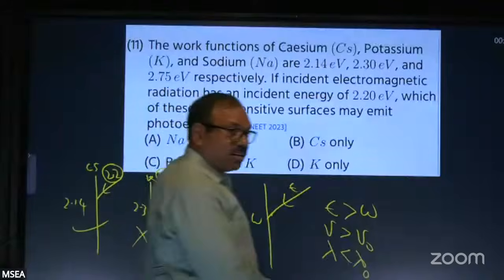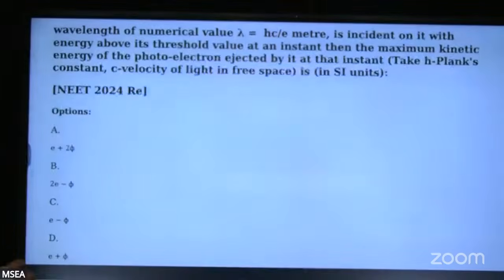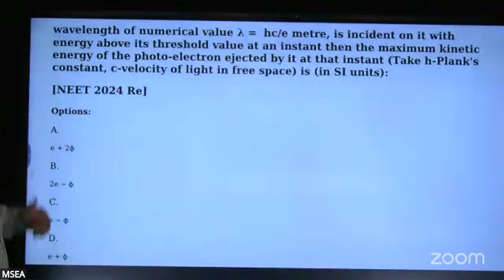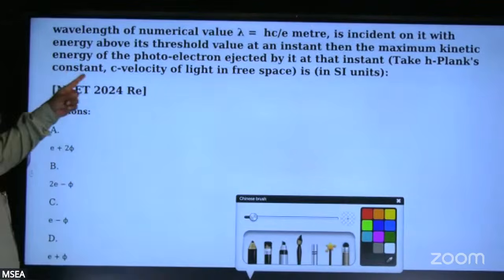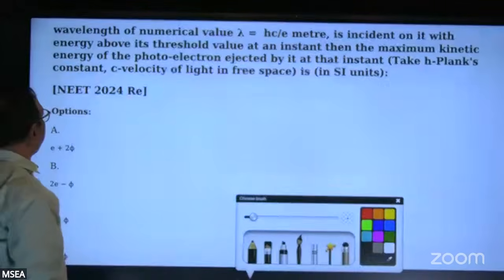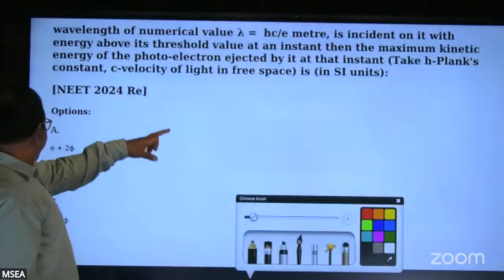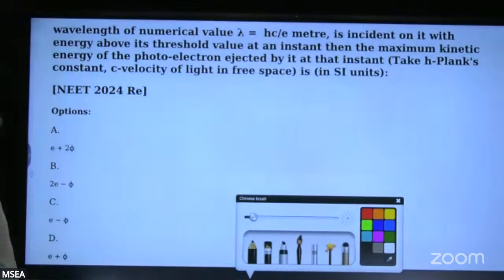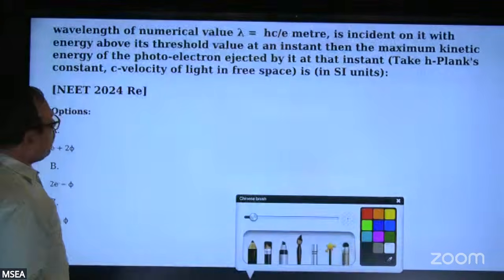Next slide. Yes. Now a numerical on wavelength. This is what they asked in 2024, so you have to remember. The wavelength, with a numerical value in meters, is incident on it with energy above its threshold value at an instant. Then the maximum kinetic energy of the photoelectron ejected by it at that instant is asked. C is the velocity of light, and the energy is hc by lambda. It is given, and we need the maximum kinetic energy of the photoelectrons coming out at that instant.